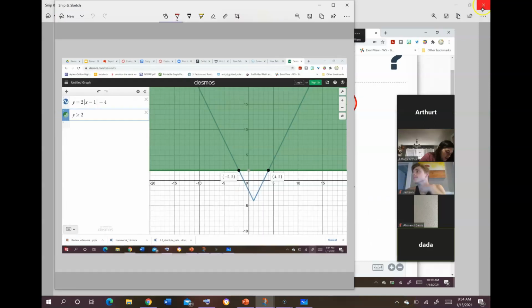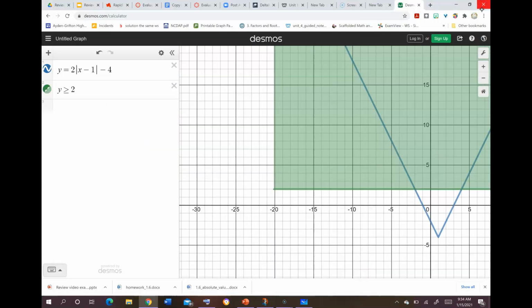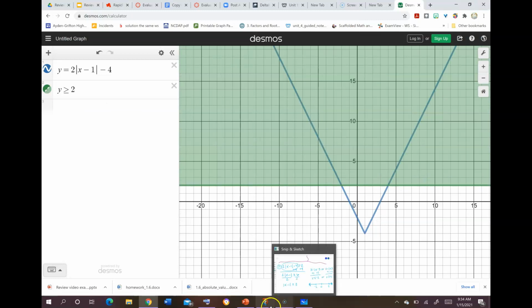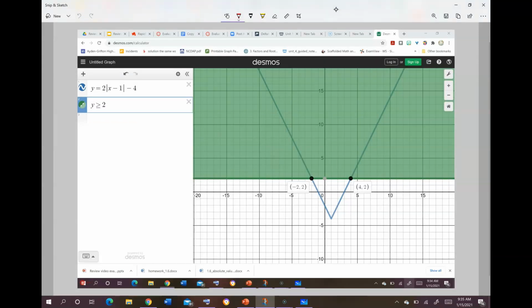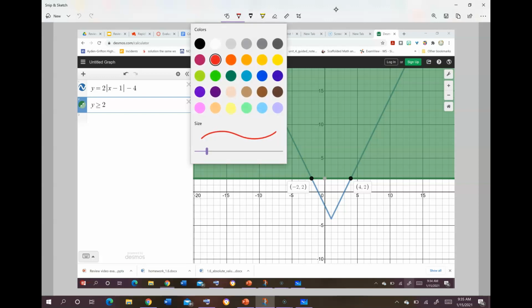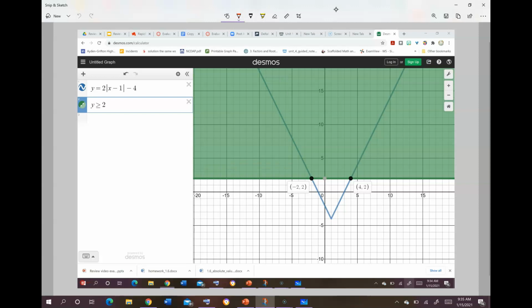All right. That's from yesterday. So, where'd it go? Here it is. All right. Full screen. Okay. So, you're looking, so basically your answer for an inequality is whatever is shaded. Okay? So, whatever is shaded is your answer.